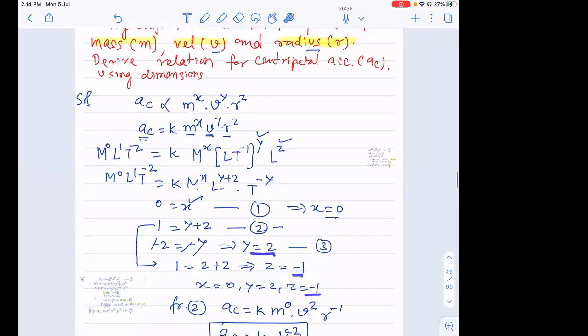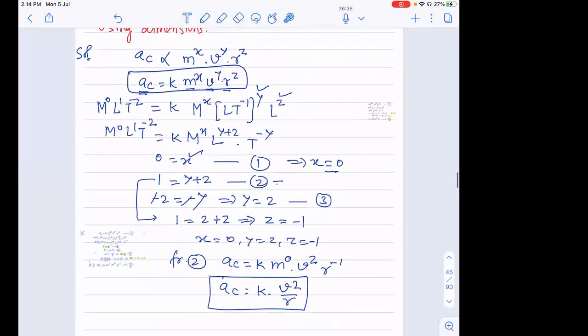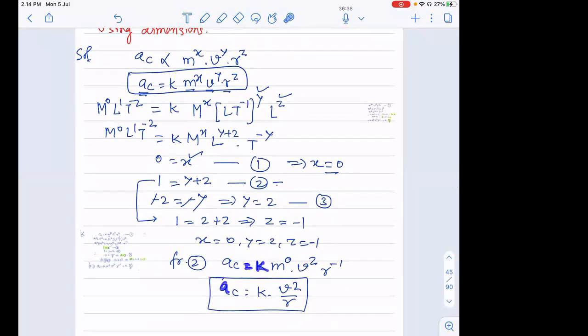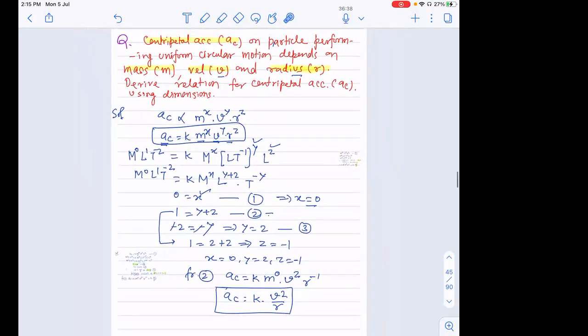So now from the first relation, this k wala relation, we'll put the value. AC यहाँ पर k m to the power 0, v to the power 2, r to the power minus 1. m to the power 0 will make it 1. So this will come in denominator. So centripetal acceleration is depending upon dimensionless constant and v square by r. Independent of mass. m raised to power 0 है, mass पे depend नहीं कर रहा. So this is the relation. That's how we can derive the relation between various physical quantities. So this was the application number 2.